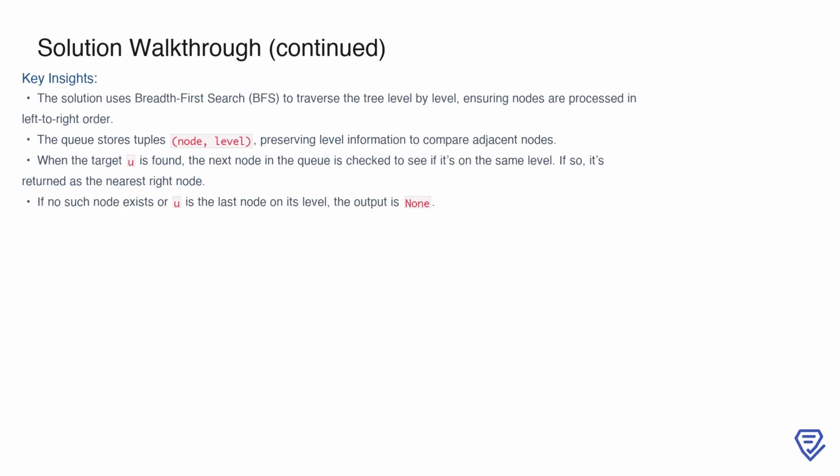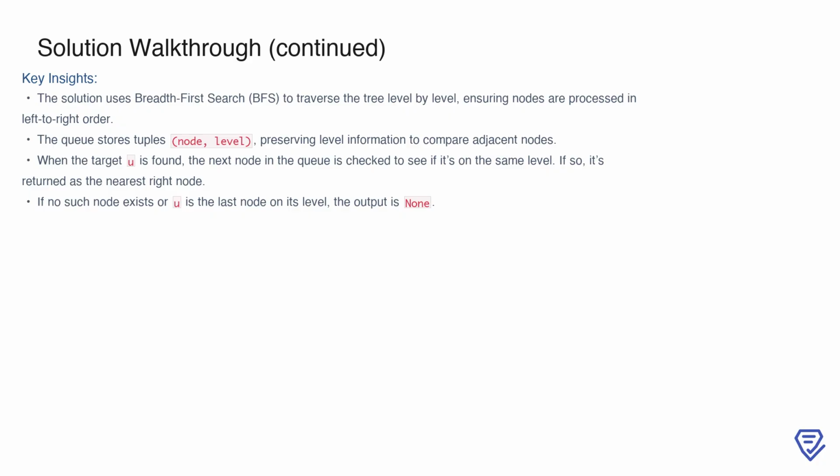To summarize the solution, we use breadth-first search, or BFS, to traverse the tree level by level. This ensures that nodes are processed in left-to-right order at each level. The queue plays a critical role here, storing tuples of nodes and their respective levels as node, level. By preserving the level information, we can compare adjacent nodes as we traverse.